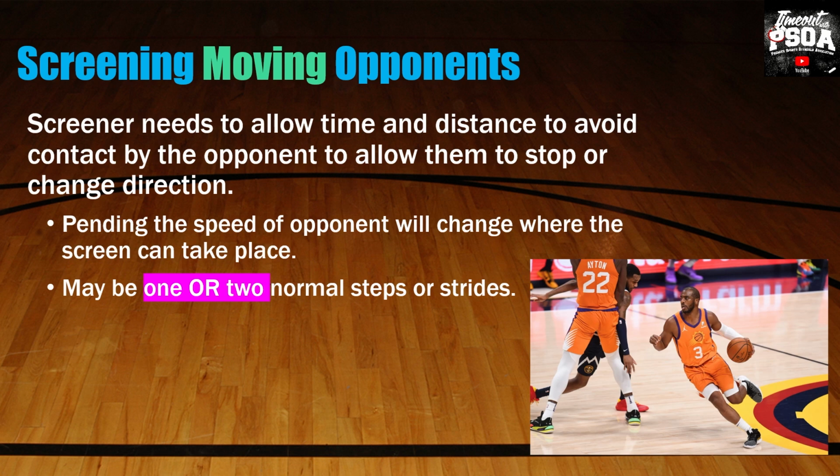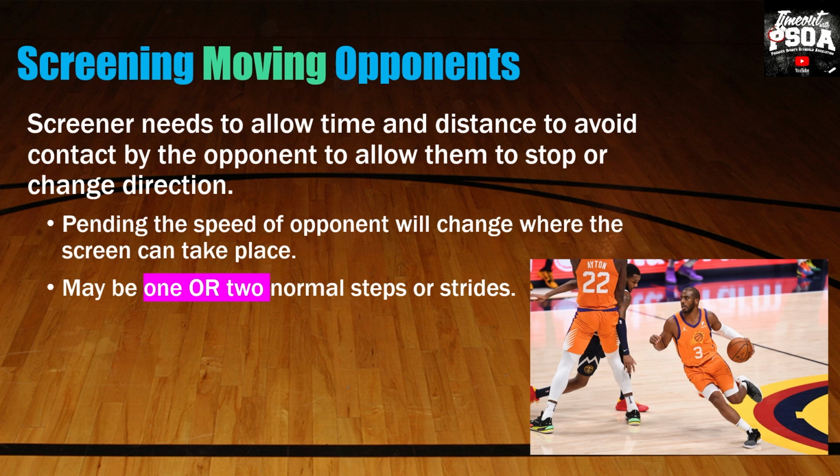Now moving opponents. All right, so you have a defender guarding an active dribbler. They are doing some defensive slides to stay legally guarding that ball. The screener needs to allow time and distance to avoid contact by the opponent to allow them to stop or change direction. Depending on the level of play, depending on the speed of a certain play, will change where that screener can take place. It may be one, it could be two normal steps or strides. It's not a true black and white one or two steps or strides.